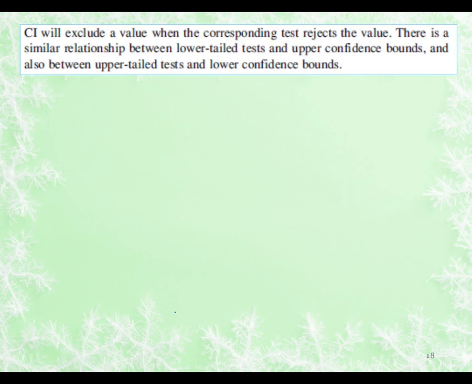Now, confidence intervals. Let's see what your textbook says. It will exclude a value when the corresponding test rejects the value, and that is really important. So you should always, if you do a test with a confidence interval and you do it with a hypothesis test, you should always get to the same results. But what's really important is to recognize that if you are dealing with a two-sided test, you need to work with a two-sided confidence interval.